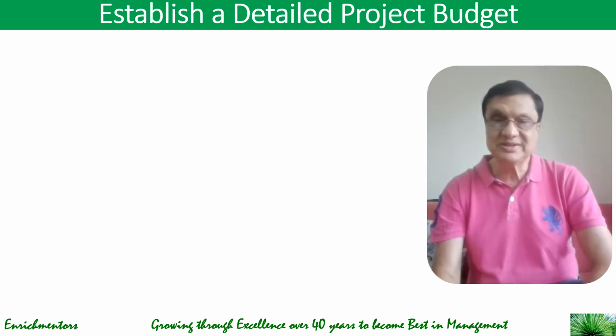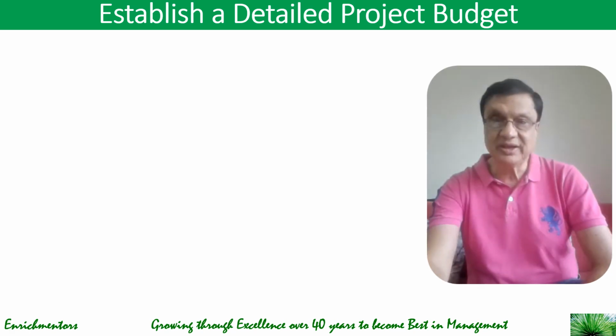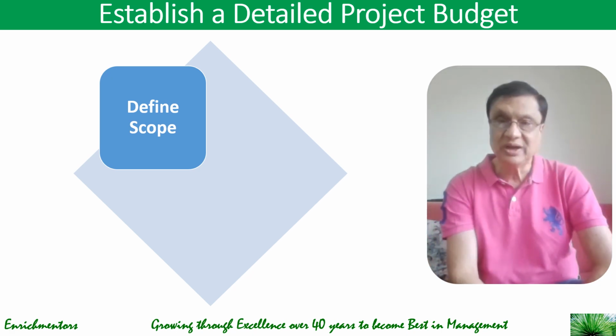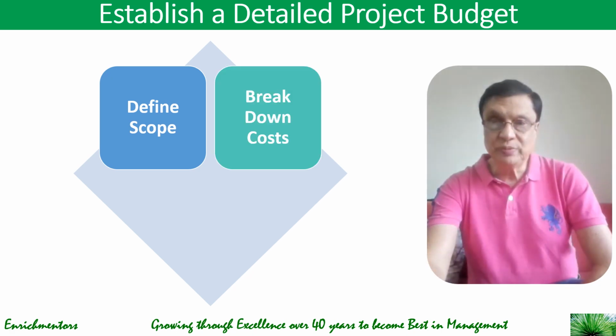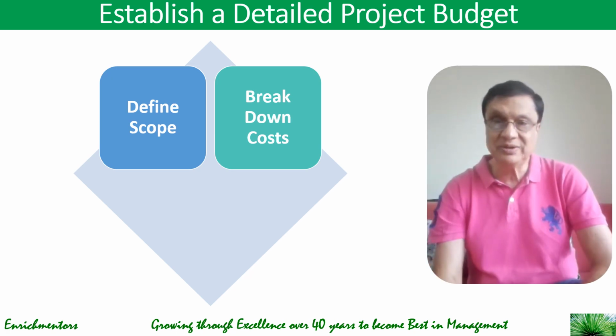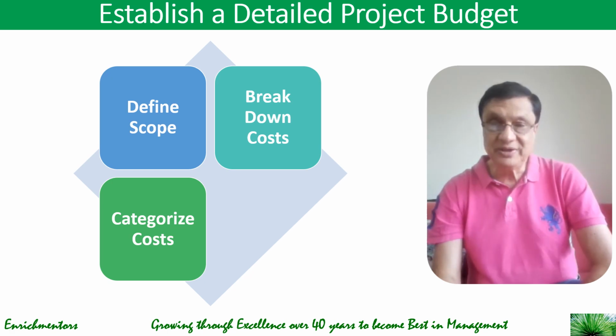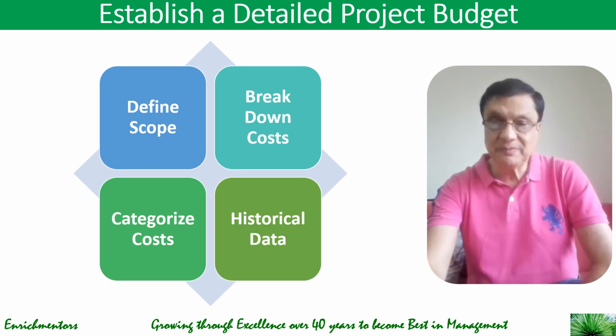Now, what are the things that you need to do in this project budget? It starts with defining the scope, clearly outlining project deliverables to avoid scope creep. Then you break down costs, use the WBS, as we had shown you earlier, to estimate costs for labor, materials, equipment, overheads, and contingencies. You can also categorize costs, separating fixed costs like equipment purchase from variable costs like labor hours, and then use data from similar past projects to refine estimates. So like this, you can define a project budget.